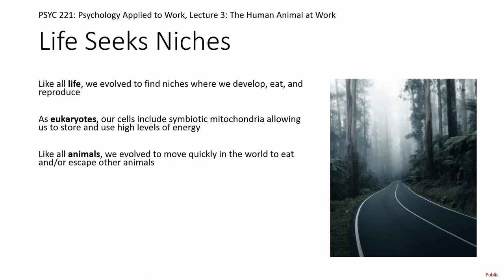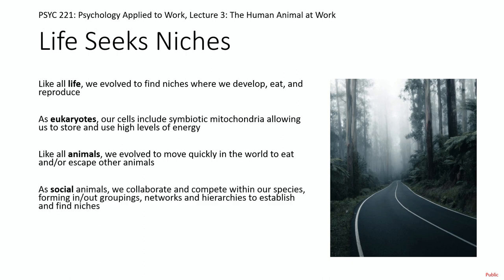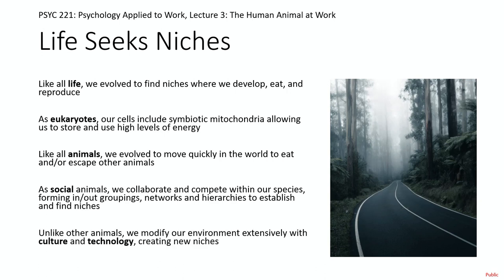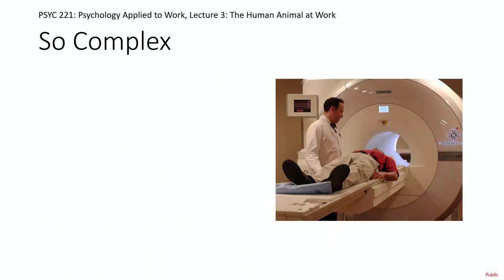So all animals have evolved to move in the world, some much quicker than others, so that they can eat and escape other animals. As things got more social, we learned to collaborate and compete. We formed in-groups and out-groups and networks and hierarchies to establish and find more niches. And then, unlike other animals, we actually change our environment. We create niches, and we also are able to switch niches. There's a lot of complexity to all of this.